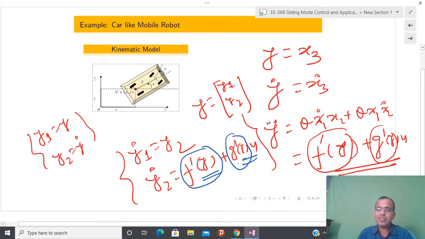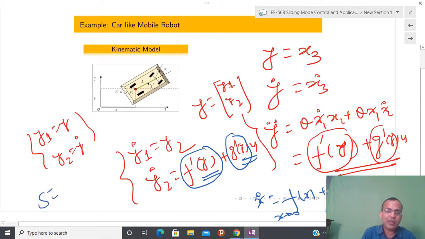Does anyone have confusion on this? Because I have already dealt with this kind of problem. If you remember, if I have this kind of problem, f x plus g x into u, and if there is only one input and x is one dimensional, then I showed how to apply k signum x and what the value of gain k should be such that x tends towards 0. Now I have a second order system, so I will design this kind of manifold y2.